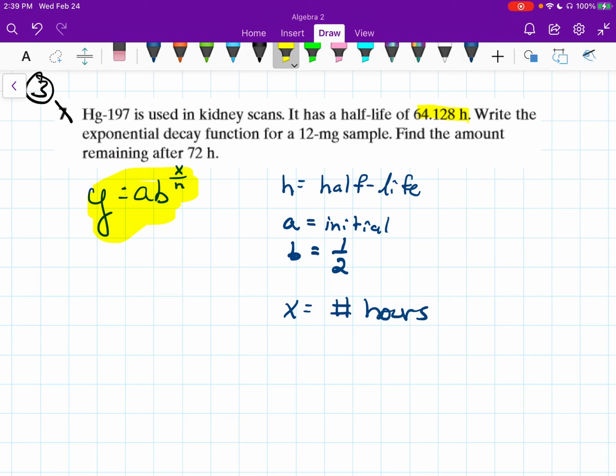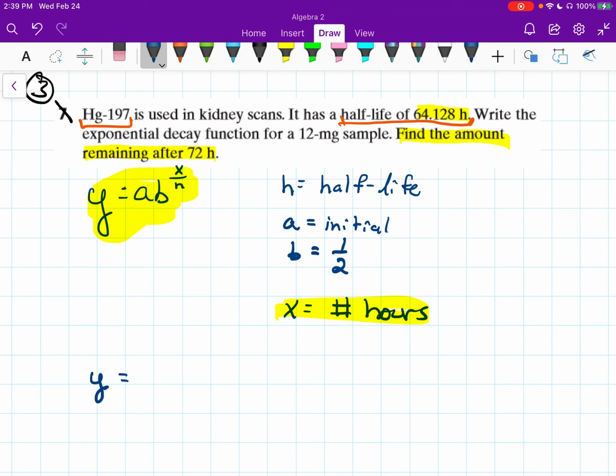The half-life that they give us here is specific to Hg-197. Is that hydrogen? I think that's hydrogen. Maybe not. And then x equals the number of hours that occur. So find the amount after 72 hours have occurred. They took this element, and they have a 12 milligram sample of it. They set it on the counter for 72 hours, and then they go back and weigh it. We're going to predict how much is going to be there. I guess it's not necessarily weighing, but you know what I mean.